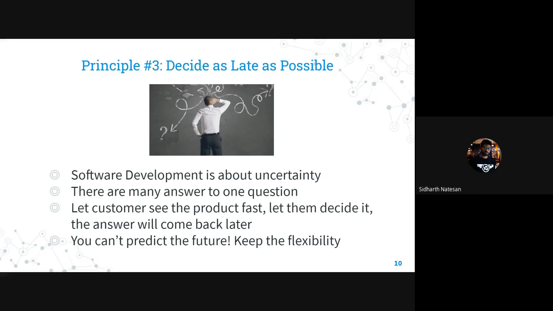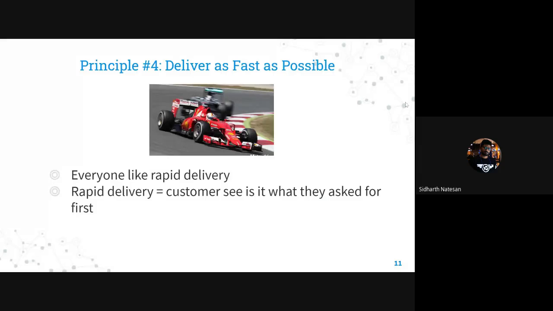Okay, so next slide. Deliver as fast as possible. Deliver rapidly. In Agile methodology, you're going to have a sprint cycle, which includes identification, development, testing, retesting, and deploying. Everything is going to be covered in a one month time period at maximum.